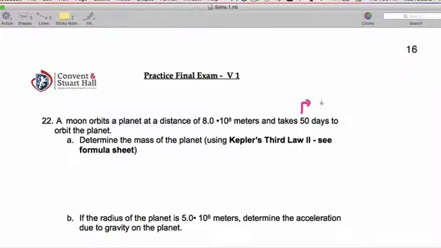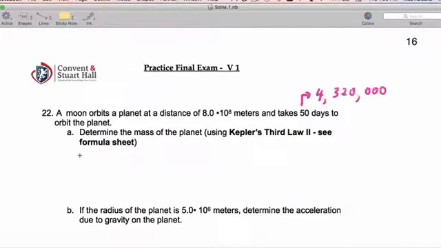So we're actually going to end up getting that this is 4,320,000 seconds, which is just peachy keen. Now we're going to actually get the mass of the planet using the second version of Kepler's law. So r cubed over t squared is going to equal GM over 4 pi squared. That's the formula, and what we're trying to isolate is this variable right here.